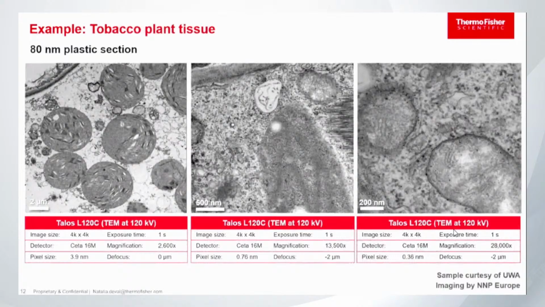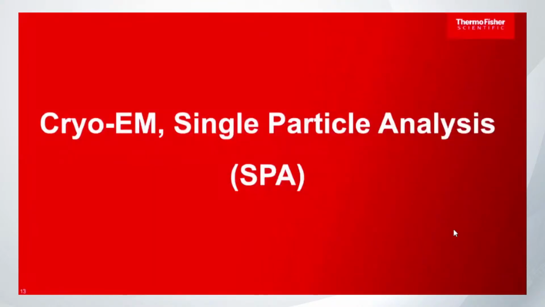Another example: we are working as well with plants. In the US, we have more and more people working with plant biology. For example, this is a tobacco plant tissue, an 80 nanometer plastic section. And again, you can see the differences between low, medium, and high magnification. So that is all the classical TEM process. Depending on your research project, probably that will be enough, and probably that will be the only thing you will be doing. Transmission electron microscope, and also scanning electron microscope.